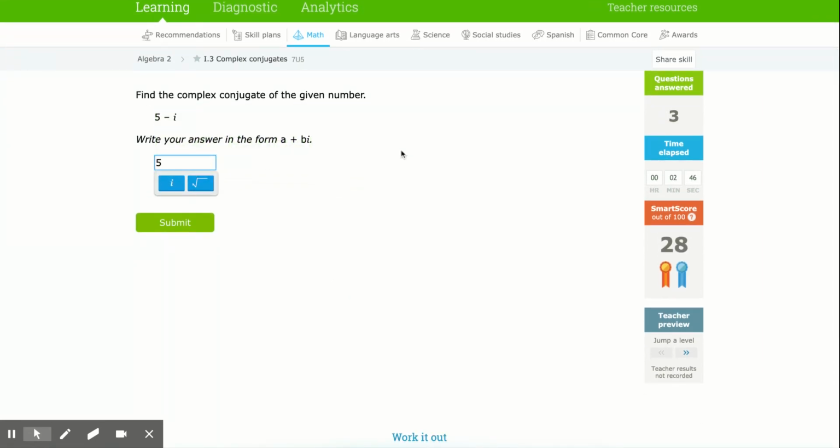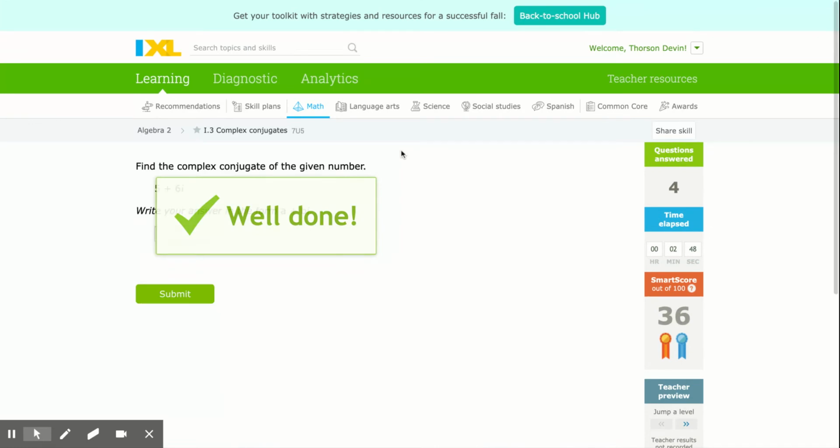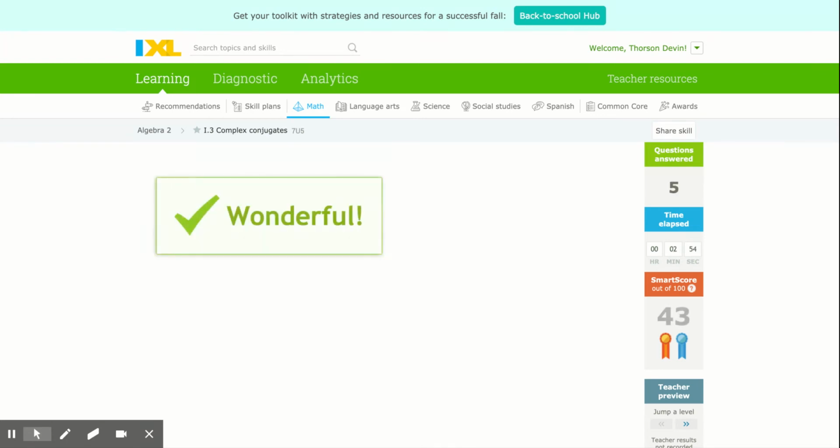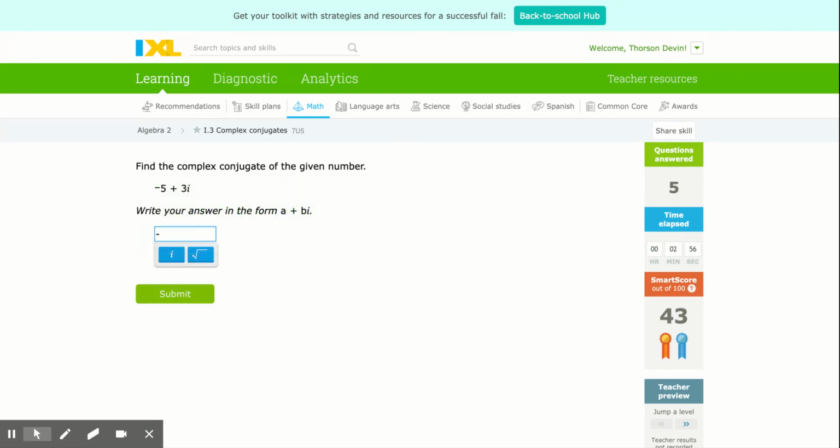So again, 5 plus i. 5 minus 6i. Negative 5 minus 3i. 4 minus 4i. Remember, these are complex conjugates. Just don't forget that. That's what you're supposed to realize: complex conjugates are the same two terms, just changing the sign in between.